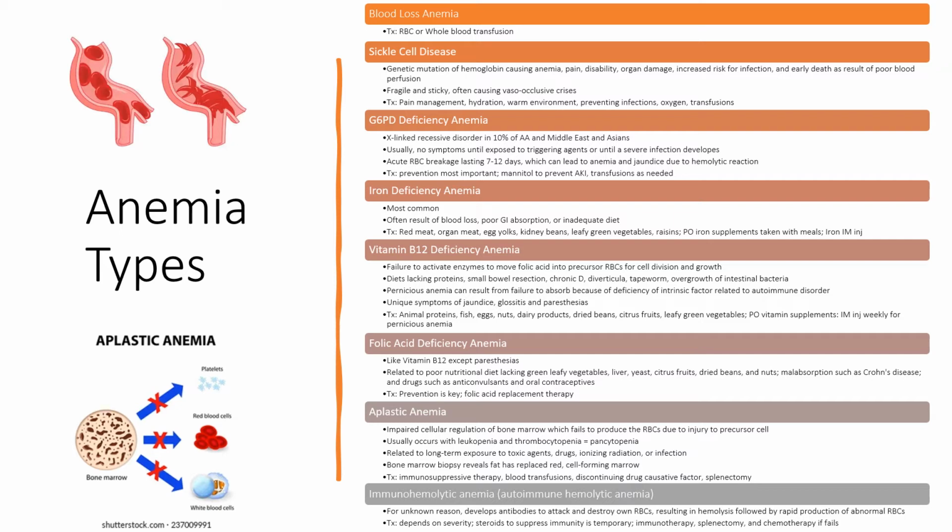So a big thing here is going to be education. So preventing this with diet. So red meat, organ meats, egg yolks, which has been a big fad to go eat without the yolks. So this is another reason that we're even more deficient lately. Kidney beans, leafy green vegetables, and raisins.